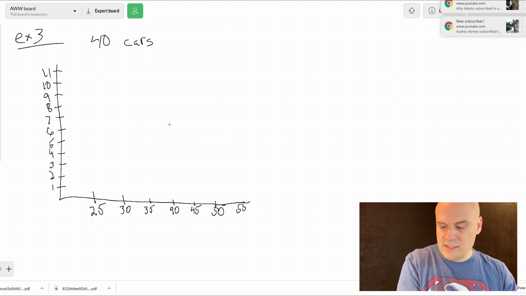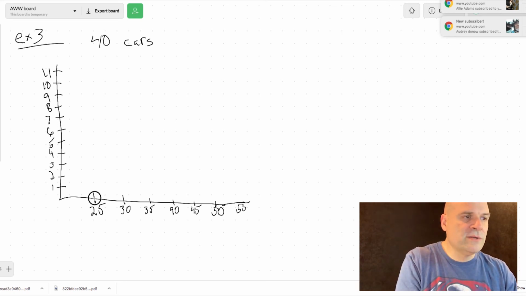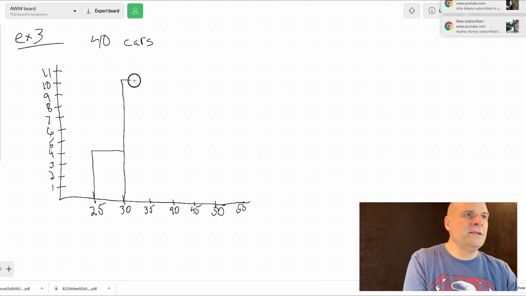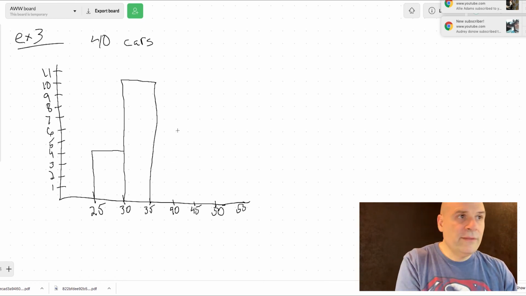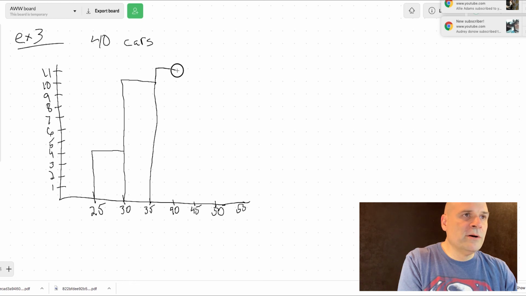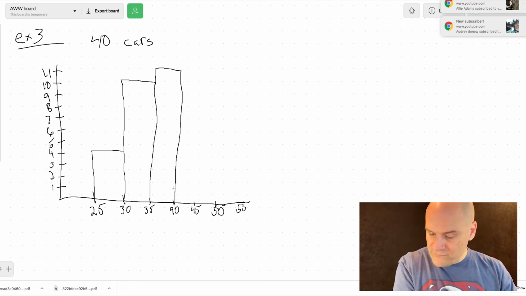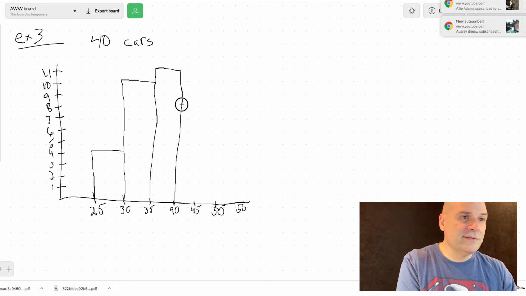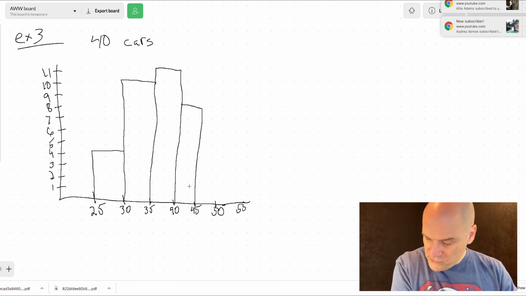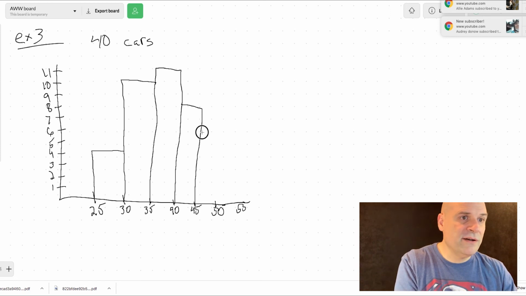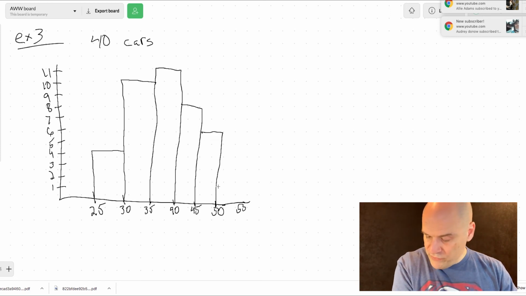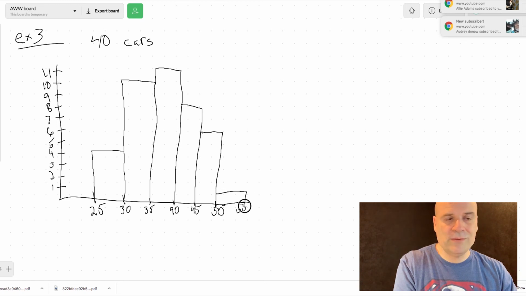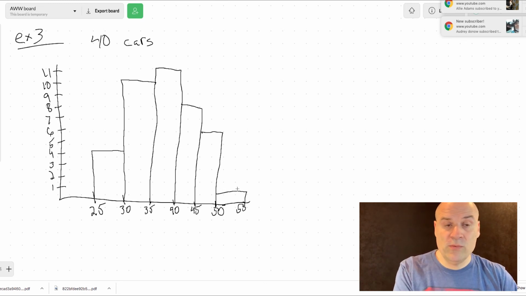So this histogram is gonna show us how fast these cars were going. So in between 25 and 30, there were 4 cars. In between 30 and 35, there were 10 cars. We're gonna go up to 10. In between 35 and 40, there were 11 cars. In between 40 and 45, there were 8 cars. In between 45 and 50, there were 6 cars. And in between 50 and 55, there was just 1 car. So 1 sinner going way too fast.